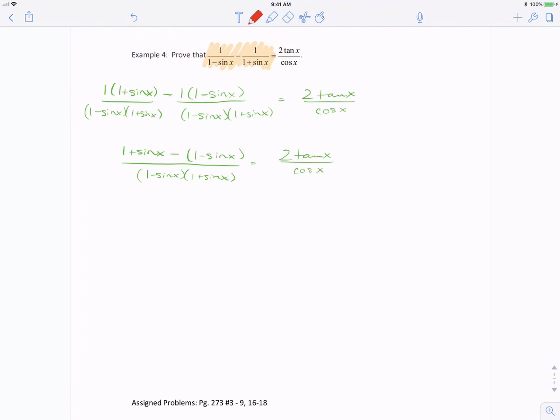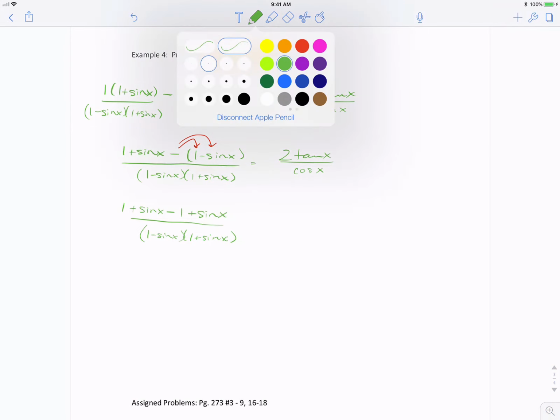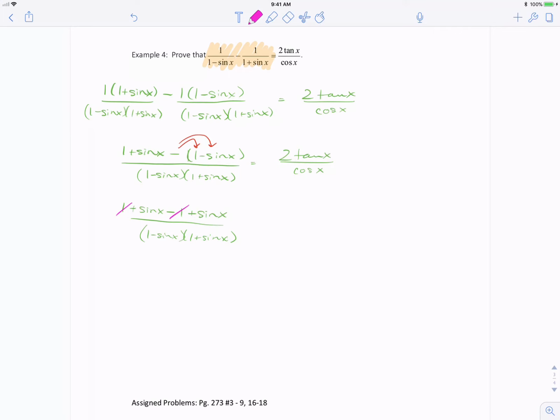This is where you need to be careful. That negative is going to change these signs, and it's going to change the way your question comes out. So being very careful in that, I'm left with a minus 1 and a plus sine of x all over 1 minus sine x, 1 plus sine of x. And I have a little bit of cancellation. Negative 1, positive 1. On the top, I'm left with 2 sine of x all over this denominator.